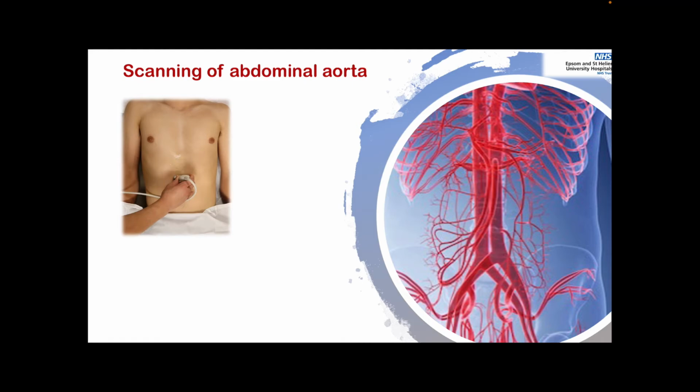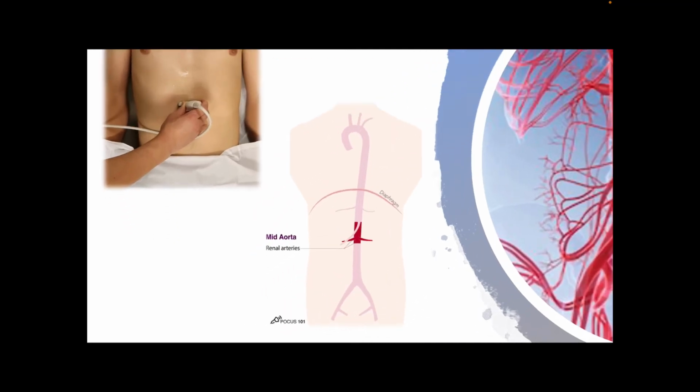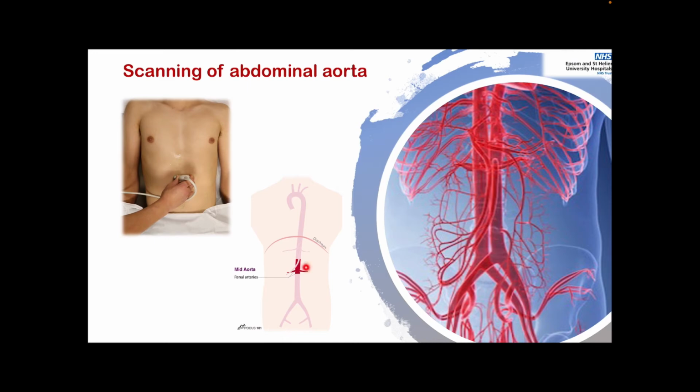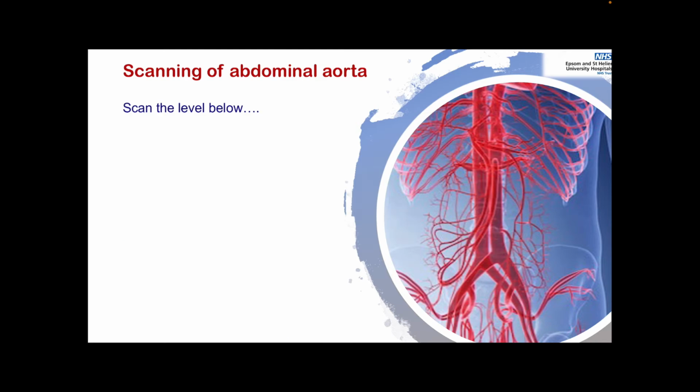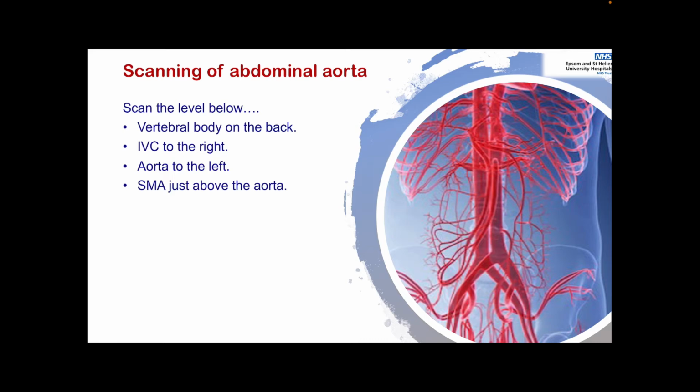The second level is the middle level of the abdominal aorta. In this view we will be able to see the superior mesenteric artery. So scan the level below: find the vertebral body first on the back, then the inferior vena cava to the right side and the aorta to the left side. The superior mesenteric artery lies just above the aorta. These structures, the superior mesenteric artery, abdominal aorta, and the vertebral body, form what we call the snowman.